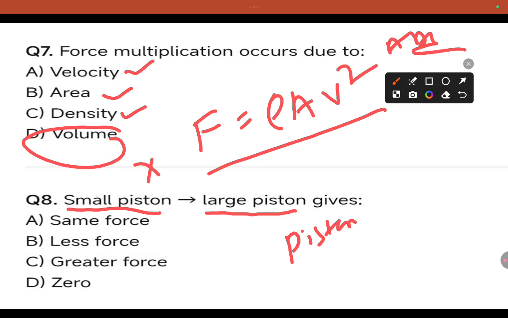We should use greater force. Okay, P is proportional to F. A small piston acting on a large piston in a hydraulic system multiplies forces based on Pascal's principle. According to the principle, small force by small area is equal to large force by large area. So here we have to consider the small piston and the large piston.